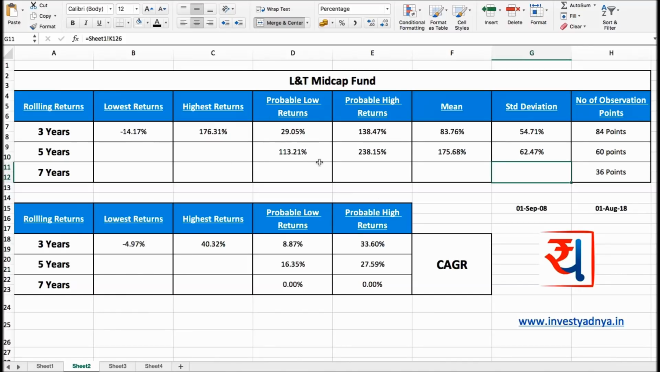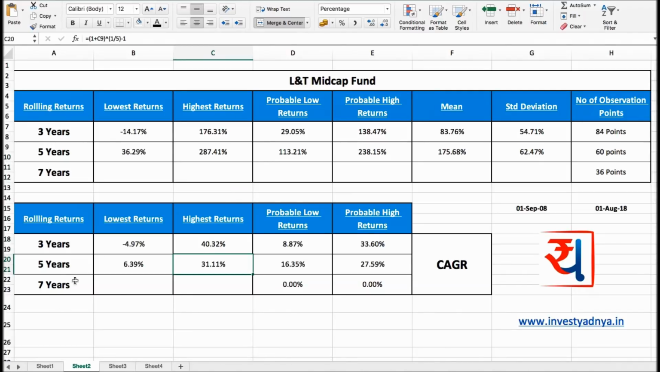So 113.21% will become 16.35% and 238.15% will become 27.59%. The other two parameters, lowest returns and highest returns. Lowest returns L&T Midcap Fund has given for 5 years are 36.29% and the highest returns this fund has given for 5 years are 287.41%. We need to convert these numbers into CAGR. 36 will become 6.39% and 287 will become 31.11%.